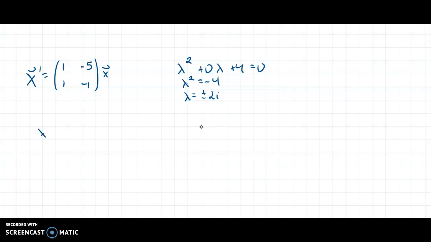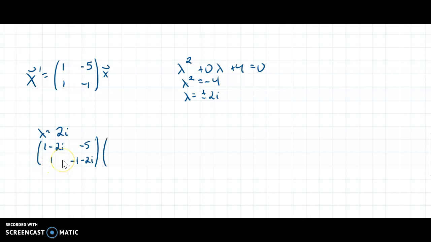I am going to take lambda equal to the positive 2i. Why do I do that? Because it gives me an Euler's formula that doesn't have a negative in it. So when I plug that into the matrix up here, I get 1 minus 2i, negative 5, 1, negative 1 minus 2i. And in this case, I think you should see that we like to keep things positive if we can, just to avoid negatives and errors.